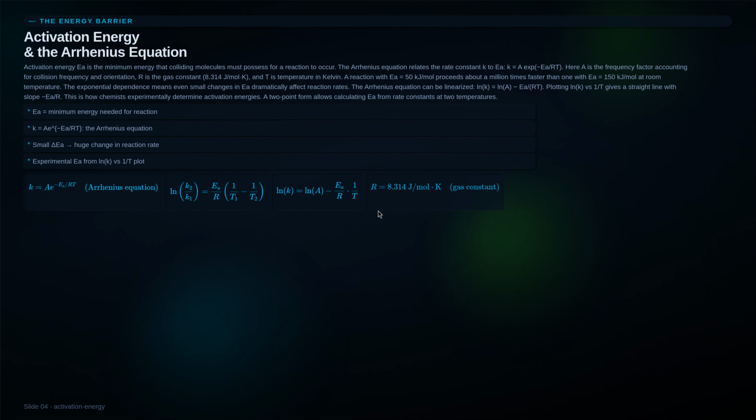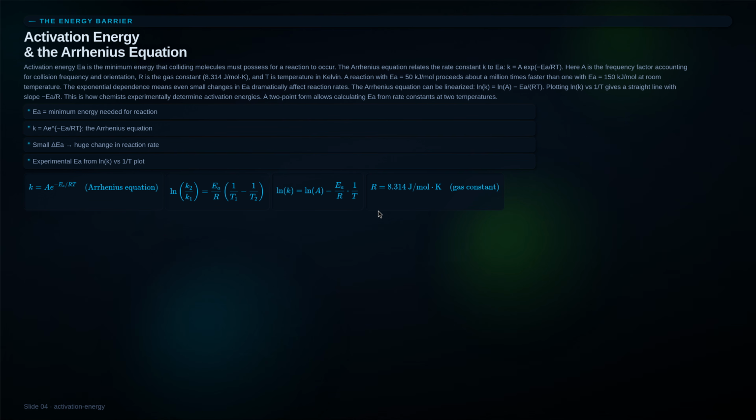Activation energy, EA, is the minimum energy that colliding molecules must possess for a reaction to occur. The Arrhenius equation relates the rate constant k to EA. k equals A times e to the negative EA over RT. Here, A is the frequency factor accounting for collision frequency and orientation. R is the gas constant, 8.314 joules per mole Kelvin, and T is temperature in Kelvin.